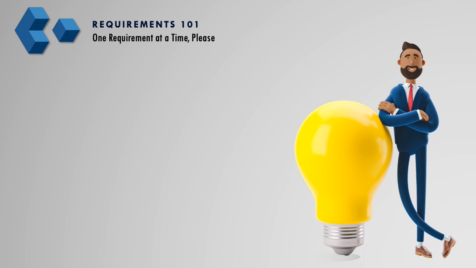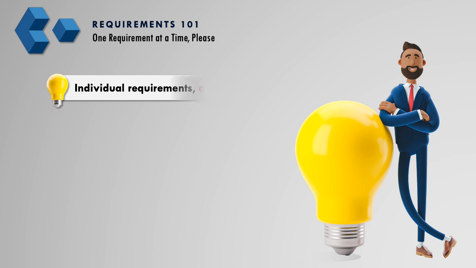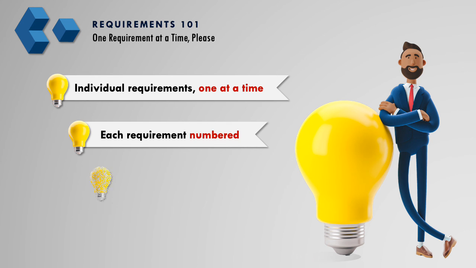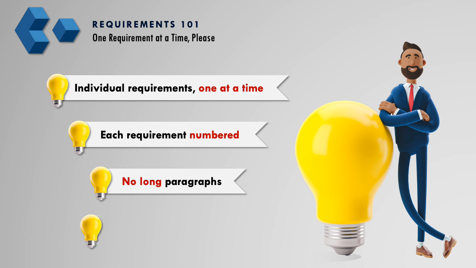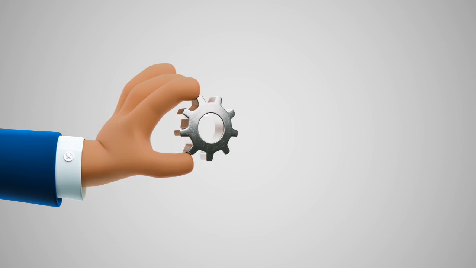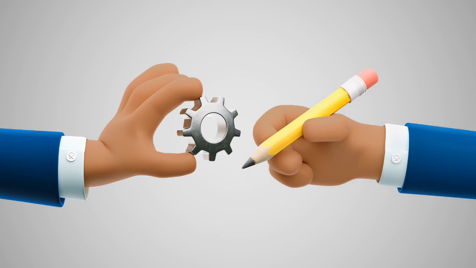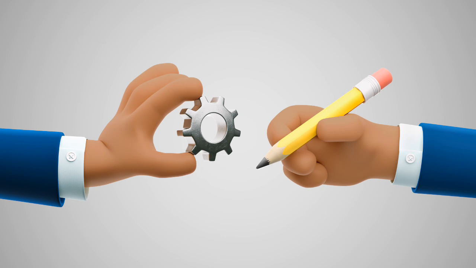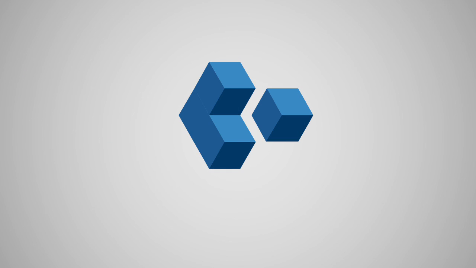The key takeaway from this module: individual requirements, one need or constraint at a time, each requirement individually numbered, no long paragraphs containing multiple requirements or a mix of requirements and recommendations. From now on, when you think requirements or are about to write a requirement, we want you to recall the Requirements 101 icon. We will change the world together, but one requirement at a time.